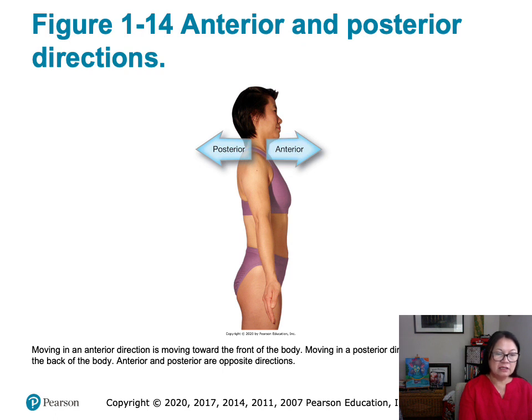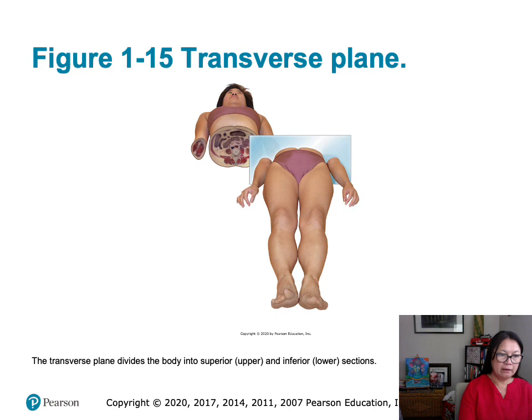Lying face down is being in the prone position, while lying on the back is being in the dorsal or dorsal supine position. The third body plane is the transverse plane. The horizontal plane divides the body into upper and lower sections, as shown.